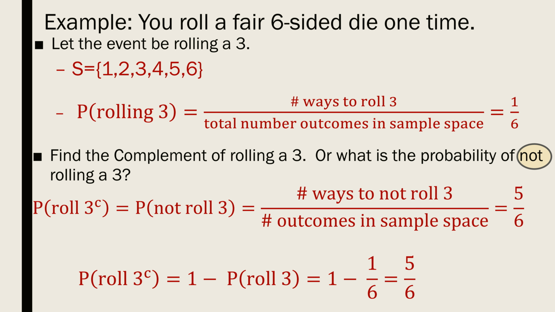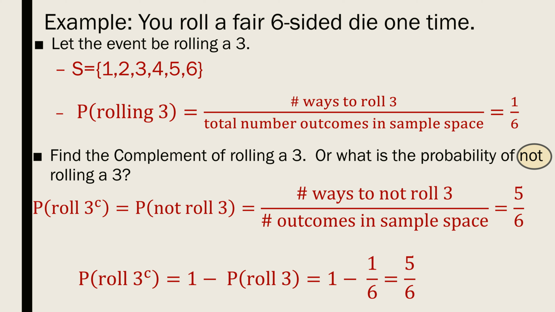Here is an example about rolling a fair 6-sided die one time. Let the event be rolling a 3. The sample space is 1, 2, 3, 4, 5, 6. And the probability of rolling a 3 should be equal to this formula. The numerator is the number of ways to roll 3, and there is only one way to get 3. And the total number of outcomes in the sample space is 6. So that's why the probability of rolling a 3 is 1 divided by 6.